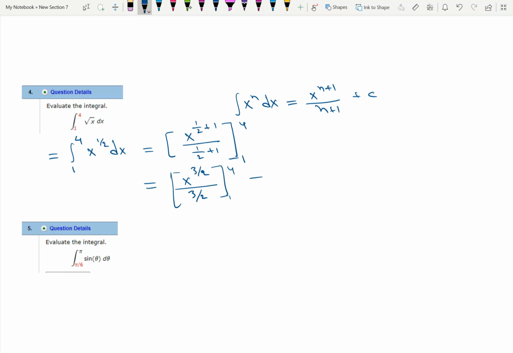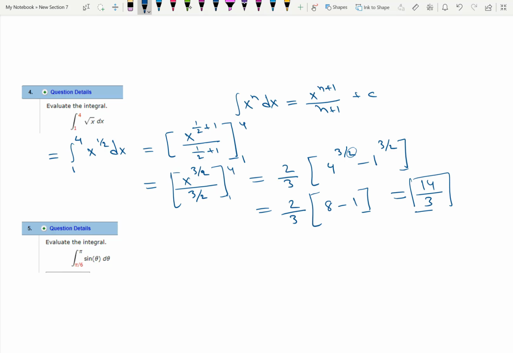1 to 4. So 2 over 3, 4 to the power 3 over 2 minus 1 to the power 3 over 2. So 4 to the power 3 over 2, if you take the square root first, then it becomes 2, and 2 to the power 3 is 8. So 8 minus 1, which is 14 over 3. So this is the answer.